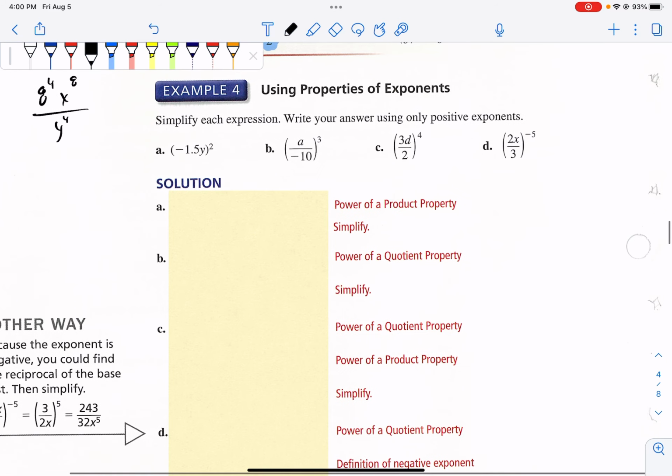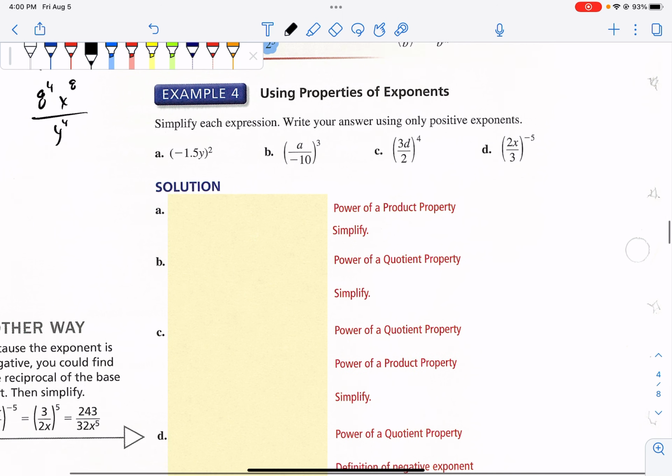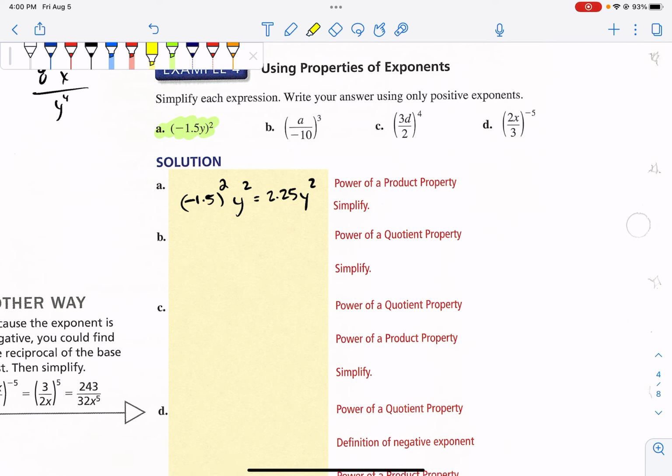So examples. A, -1.5 y to the 2nd power. Well, first things first, the -1.5 is going to get a square, and the y is going to get a square, and that is going to simplify to be what? Positive 2.25 y squared, I think, because 1.5 times 1.5 is 2.25. All right, part B. Let's do this one now.